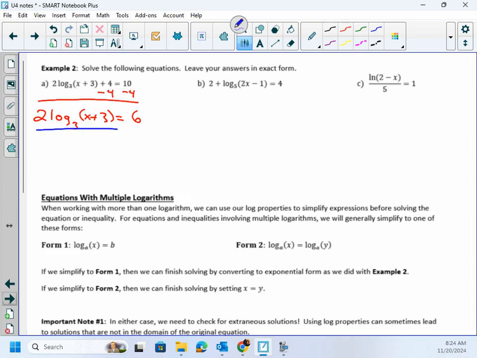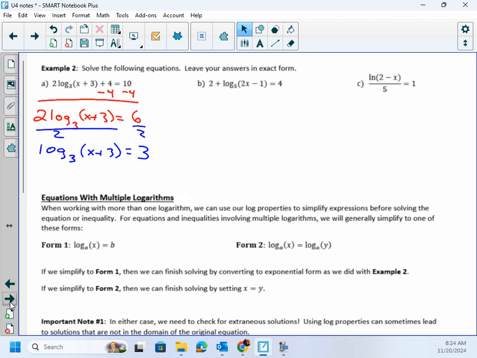I'm going to divide by 2. I'm going to have log base 3 of x plus 3 equals 3. And now I'm going to take it out of log form and put it in exponential form. So it becomes the base is 3 to the power of 3, there's lots of 3's, equals x plus 3.